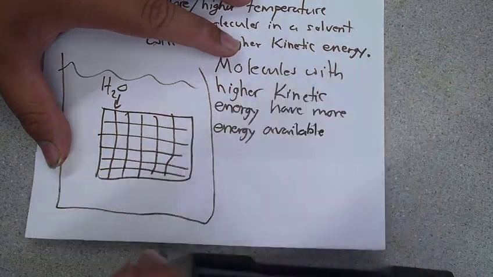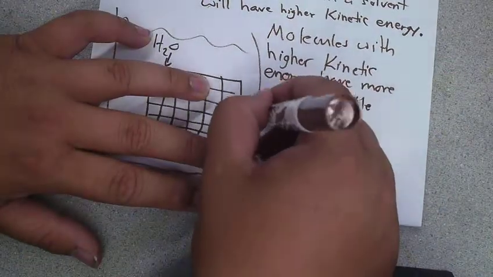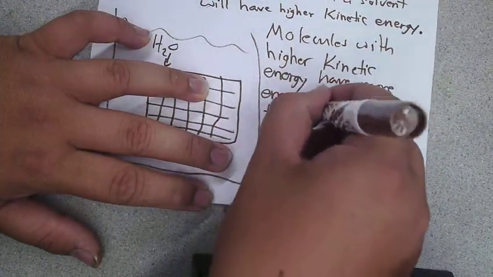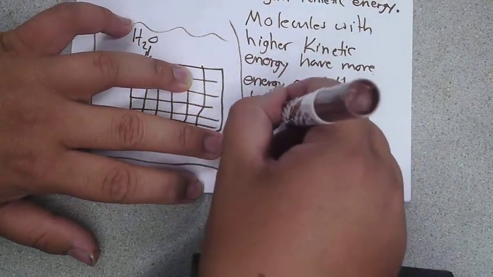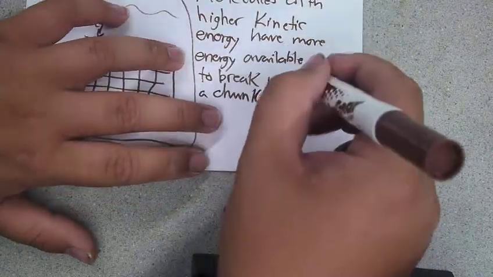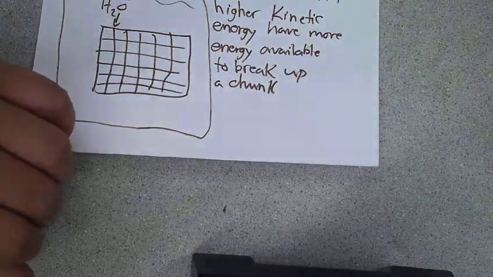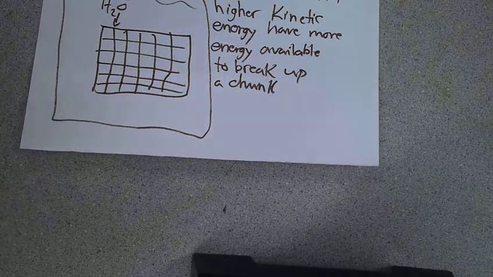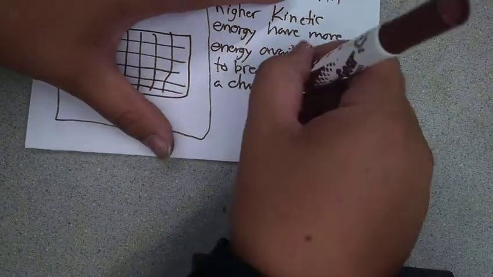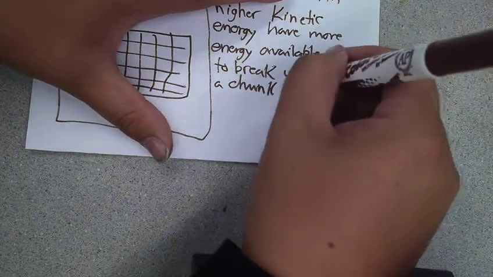Oh, I don't know if I spelled available right. To a chunk. I should say particulate instead of chunk. Chunk is just not a scientific word. It's an awful word at that. Of solute.